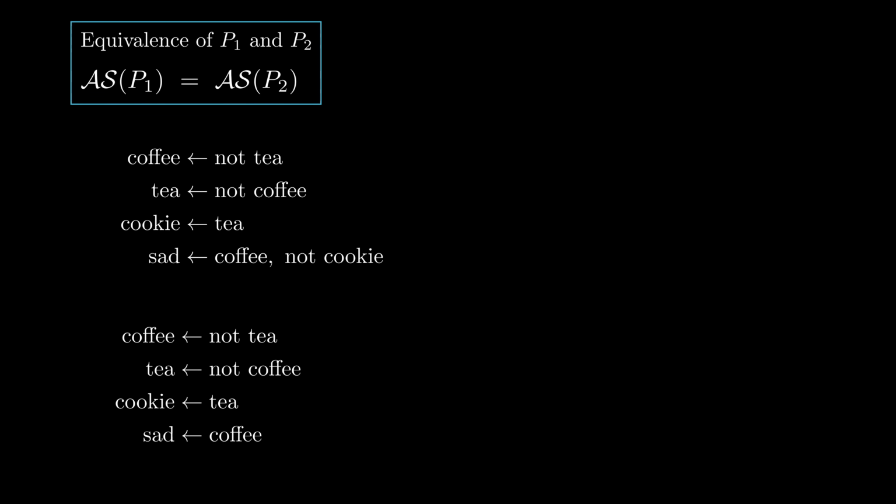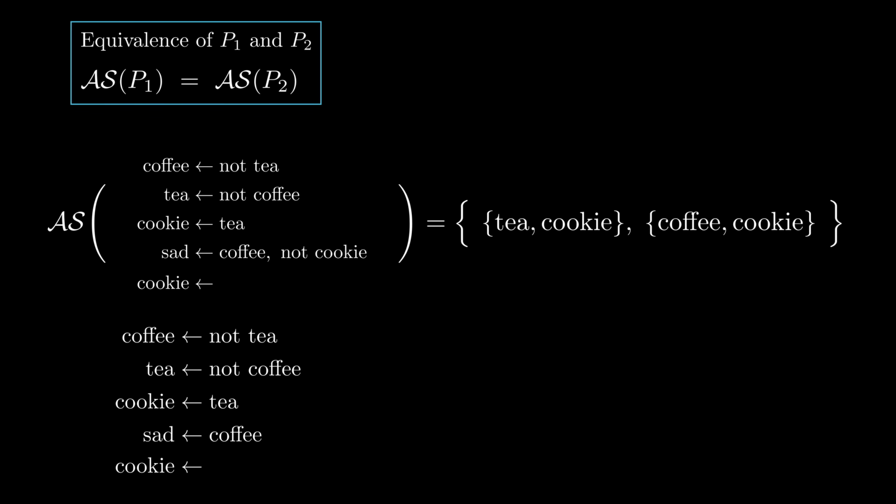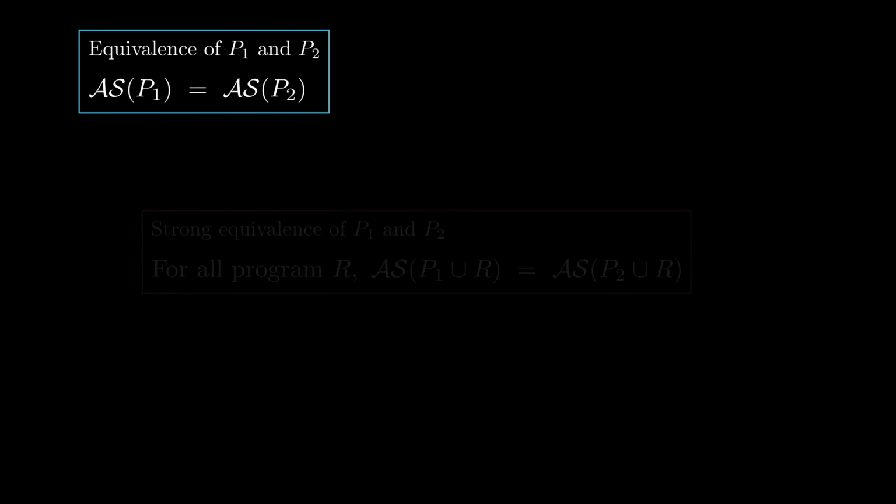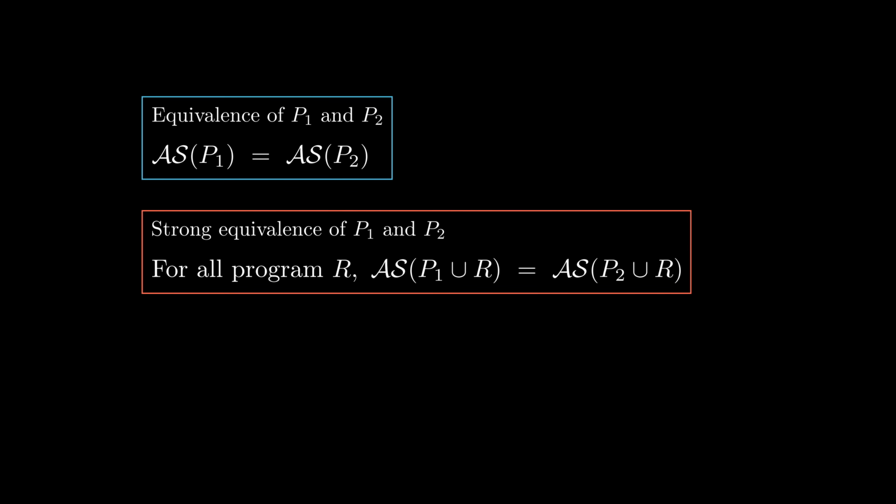But wait, I just bought plenty of cookies so that everyone can have some. Let's add this simple fact. With the original program, we can eradicate sadness with cookies. Oh, but in the modified program, we cannot. That's because Matti oversimplified the program. What we would need here is not only equivalence, but strong equivalence.